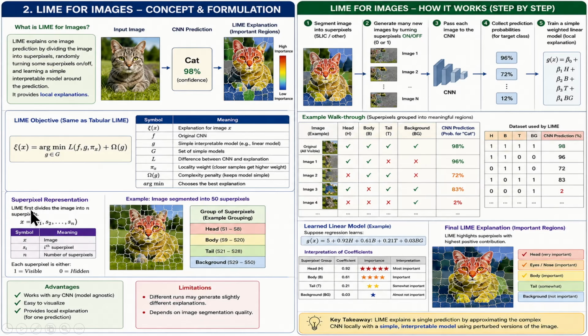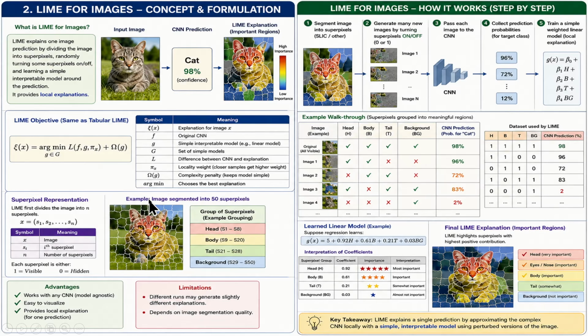Superpixel representation: LIME first divides the image into n superpixels. They are represented like this. X is an image, S are the superpixels, S1, S2, S3 up to Sn, and Si is the ith superpixel. n is the number of superpixels. Each superpixel is either visible or hidden. The word used for hidden is masked, or you can say off. Visible means it is on, with no masking.